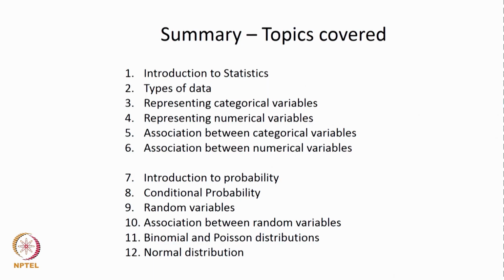Then we studied probability, we defined the axioms of probability and the theorems, and we worked out some problems in probability, and then we looked at conditional probability and Bayes theorem. We introduced random variables, their expected value and the variance, and then we looked at association between random variables, trying to find out the correlation coefficient, covariance and so on, and then we studied the binomial and Poisson distributions, discrete distributions, and then we did a little bit of normal distribution in this course.